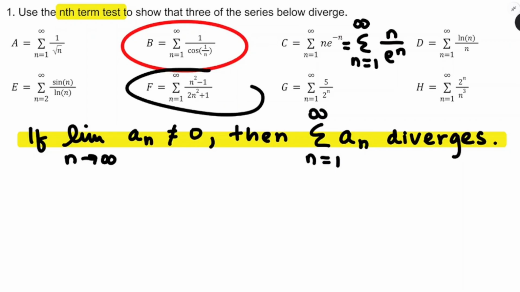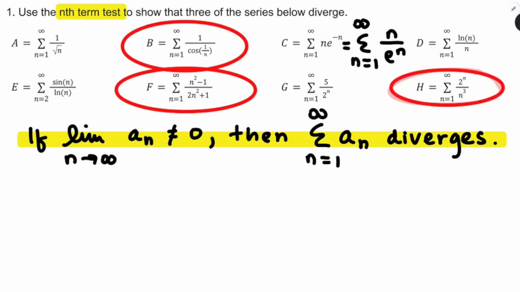F, same degree on top and bottom. This one is also certainly diverging because the terms are not approaching zero. G, 5 over 2 to the n, numerator stays constant, denominator grows. So H has got to be this one, because the terms are actually getting bigger, 2 to the n over n to the 3.